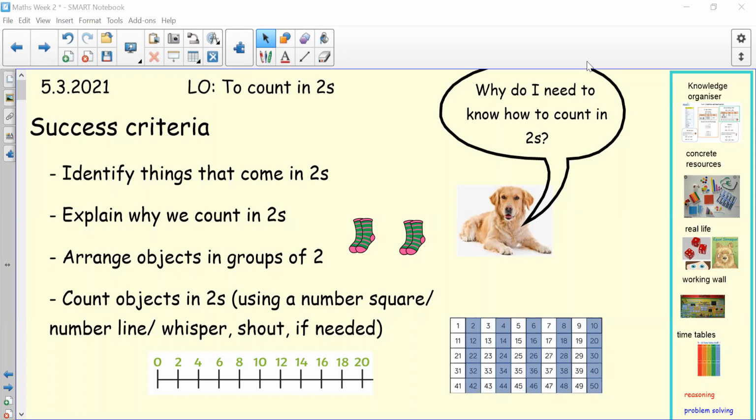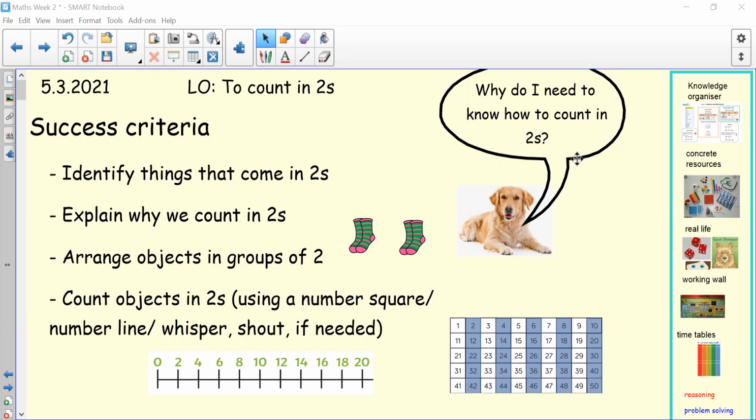So today we are learning to count in twos, continuing what we looked at yesterday. Our success criteria today is: identify things that come in twos, explain why we count in twos, arrange objects in groups of two, and count objects in twos using a number square or a number line or whisper shout if you need to.